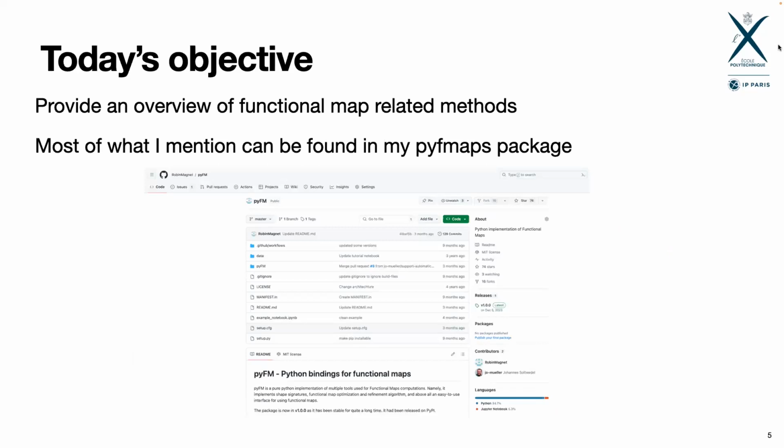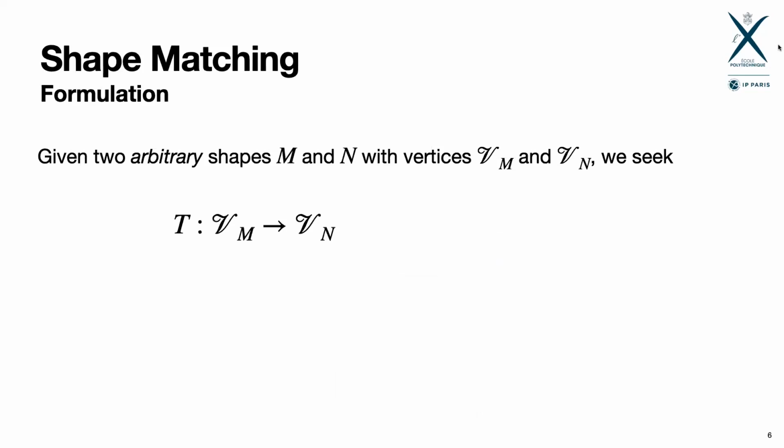So today's objective, as I said, is to provide an overview of functional map related methods. Most of what I'm going to mention I've encoded in a small package I have on GitHub. There's not a lot of documentation yet. It's coming very, very soon, but there's an example notebook where you can run some of the algorithms in just a few lines and test them on some shapes. Hopefully you can give it a look at some point.